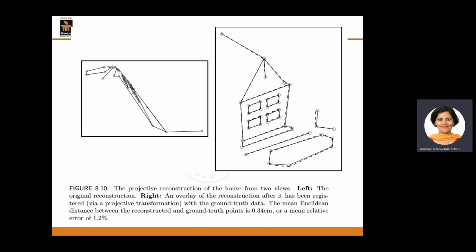So after the projective reconstruction, this is an example of how the image may look like. This is just one example. In this particular example, what we see is the error that you have is around 0.34 centimeter, or the error is 1.2%, and we see that the error has reduced considerably in this case.